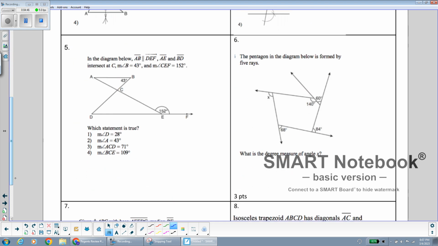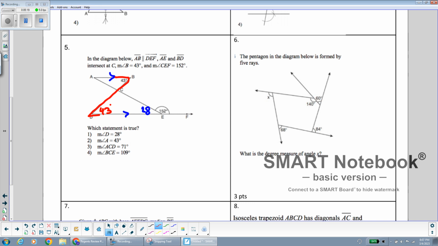Okay, over here in the next one, we have AB is parallel to DEF. Angle B is 43 degrees. That's 152. Which statement is true? Let's see. These are supplementary. So 180 minus 152 is 28 over here. And we have parallel lines cut by a transversal, so we have alternate interior angles. So this would be 43 degrees.